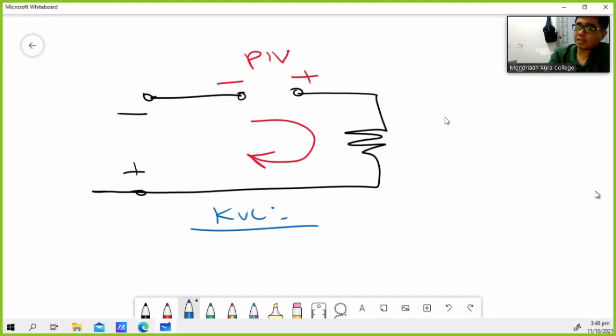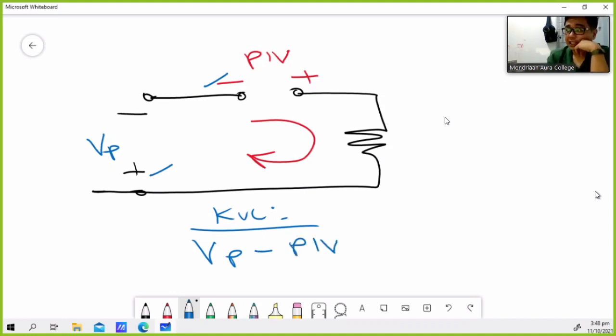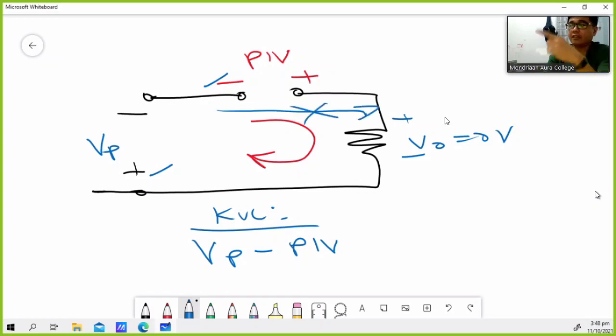So let's say ang pinakamataas dito, for example, is V sub P. So papasok tayo sa positive ng V sub P. So this is V sub P. Papasok ka sa negative ng PIV. So minus PIV. May ibang voltage pa ba na present inside your loop? Wala na. Kasi yung output voltage mo is equal to 0. Kasi wala namang daanan yung kuryente, di ba? So walang daanan. Kaya walang kuryente, wala kang output voltage. V is equal to IR.